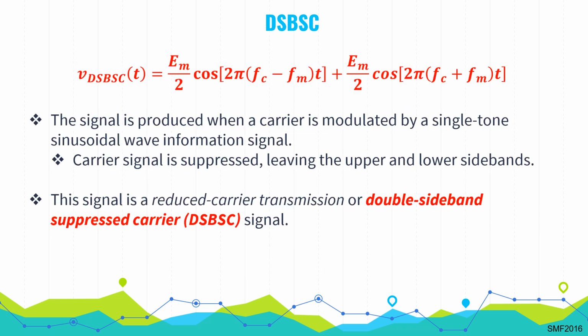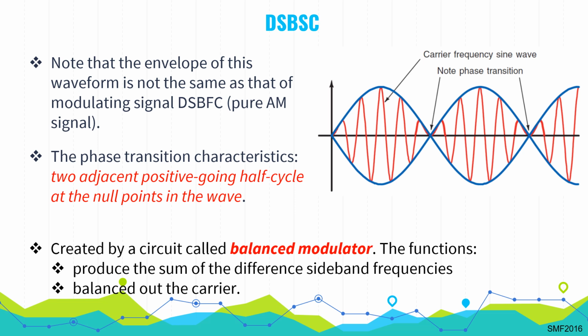From the previous slide, we have the expression for the DSBSC signal. V_DSBSC(t) is equal to E_m/2 cosine of 2 pi times (f_c - f_m) times t plus E_m/2 cosine of 2 pi times (f_c + f_m) times t. This signal is produced when a carrier is modulated by a single-tone sinusoidal wave information signal. The key feature here is that the carrier signal is suppressed, leaving only the upper and lower sidebands. This type of signal is known as a reduced carrier transmission or double sideband suppressed carrier, DSBSC signal. It's more efficient than DSBFC because it doesn't waste power on the carrier.